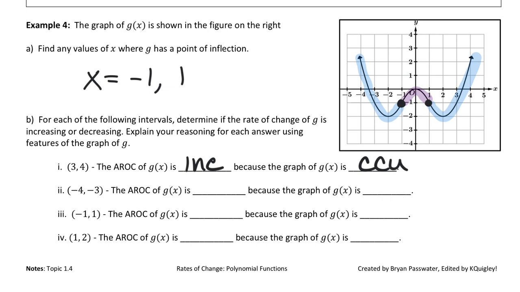What about that next interval? That next interval is from -4 to -3. So if I'm looking at the x values of -4 and -3, I'm over here. What's happening to my graph at that point? Oh, sorry, let me rephrase. What's happening to the average rate of change at that point? It's also increasing. The average rate of change is increasing because the graph is still concave up right then. Even though it's a decreasing function at that moment, the average rate of change is increasing. It's getting less negative.